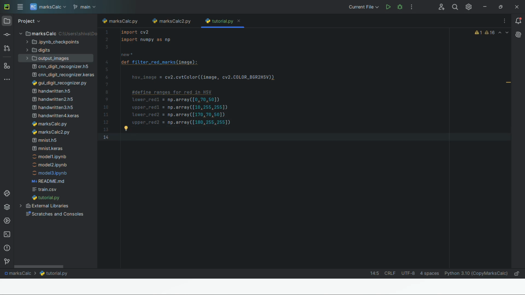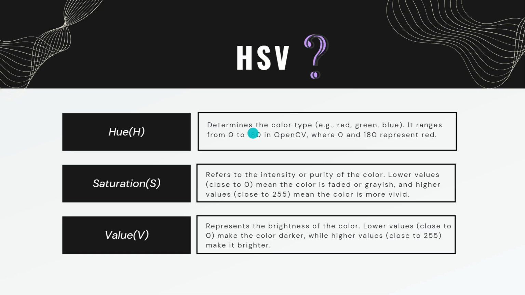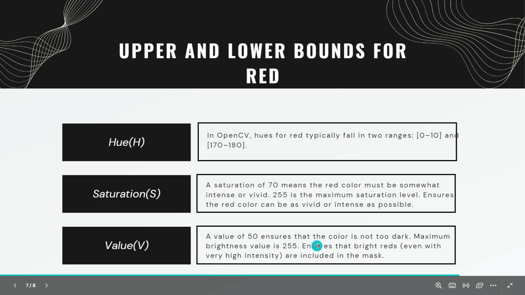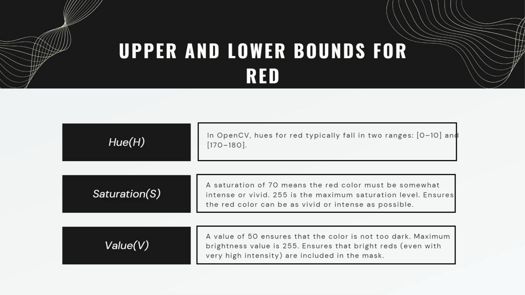Now we have defined the two ranges, and here you can see a saturation of 70 means the red color must be somewhat intense or vivid. 255 is the maximum saturation level, which will ensure that the red color can be as vivid or intense as possible. 50 ensures the color is not too dark. Maximum brightness 255 ensures that it also includes bright reds.